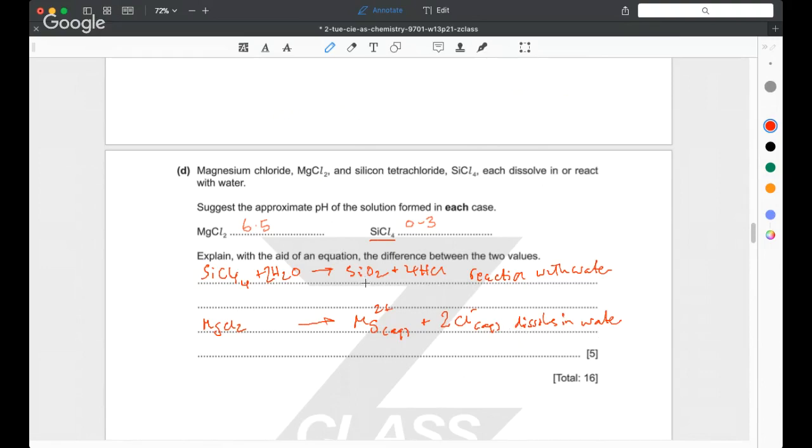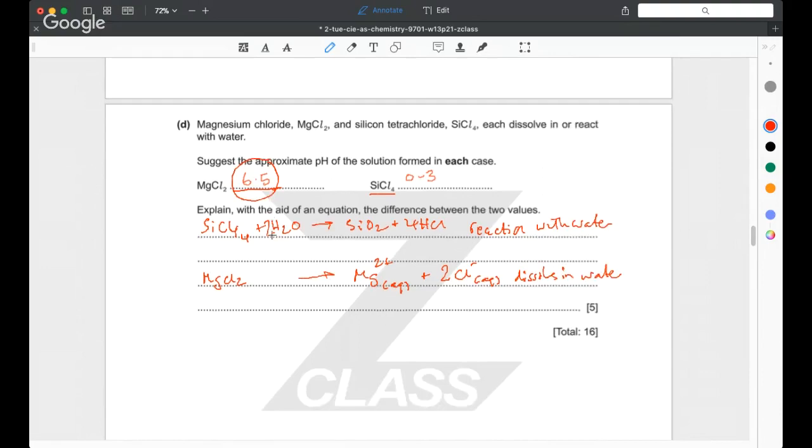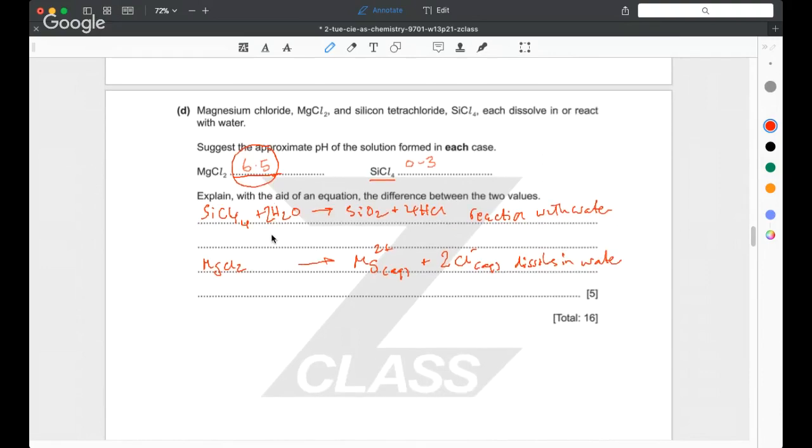So the only issue that's left hanging from this is that there's been no explanation for why the magnesium chloride solution has a pH which is slightly acidic. And this is just something in the CIE syllabus you're expected to recall. You're not expected to give an explanation for that. We'll just cover that now so you know why that's slightly acidic.